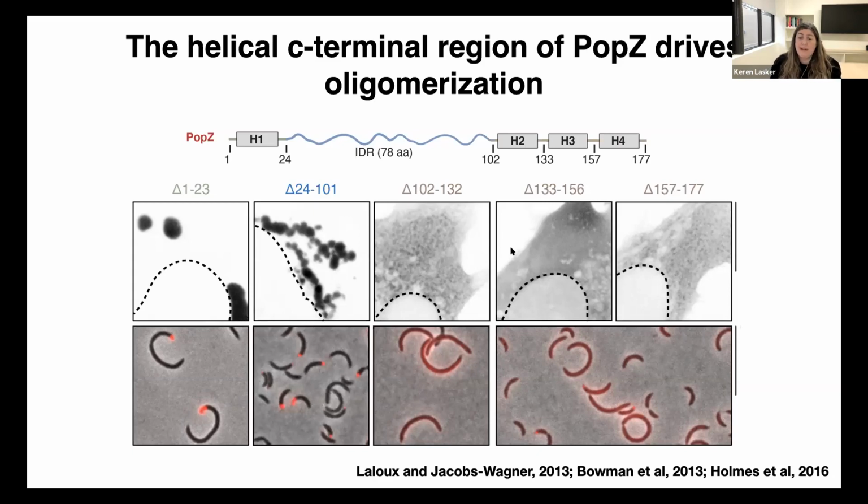However, we were very puzzled with what happened when we deleted the disordered region. Although we didn't see an effect on polar localization in Caulobacter, in U2OS cells, POP-Z looked more like beads on a string versus these large condensates we see in wild-type POP-Z. And that led us to think about and to try to characterize this disordered region more carefully.